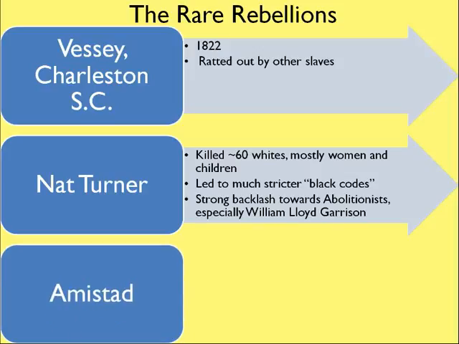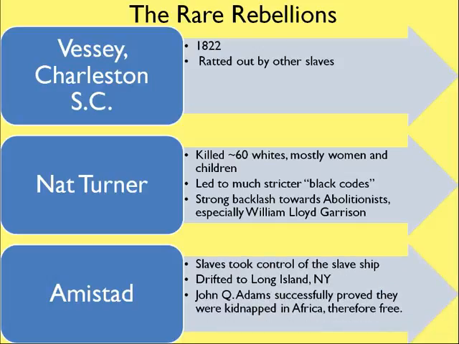And Amistad was sort of a successful one. It was on a slave ship, and it drifted into Long Island, and they were able to successfully prove that they were not from the United States, and that they were being smuggled in, and therefore they should have their freedom. And John Quincy Adams successfully won them their freedom in the American court system.